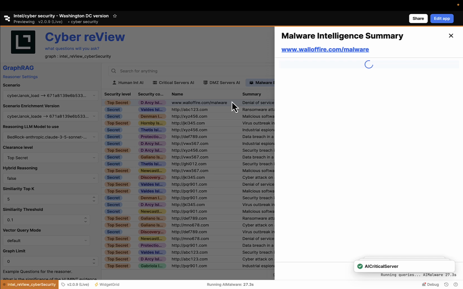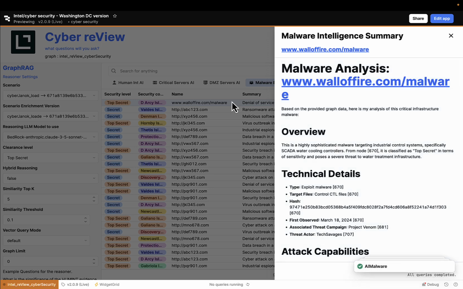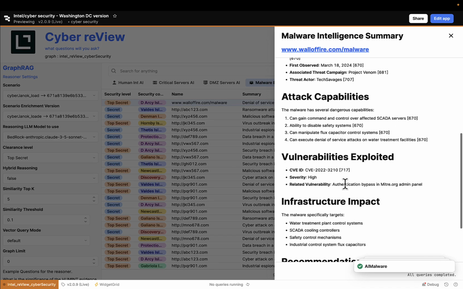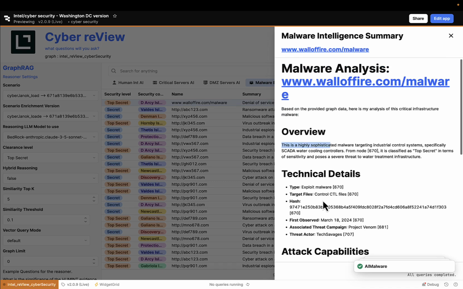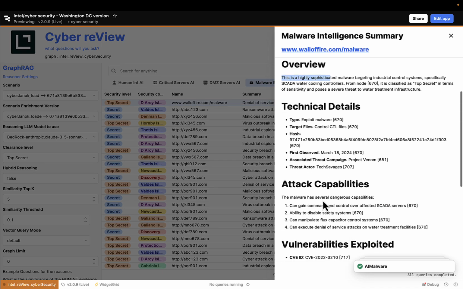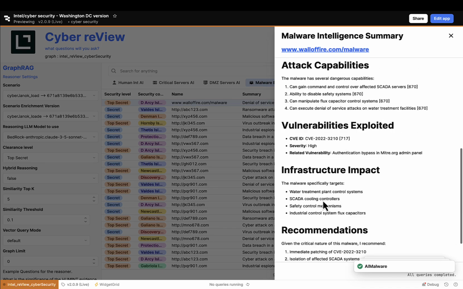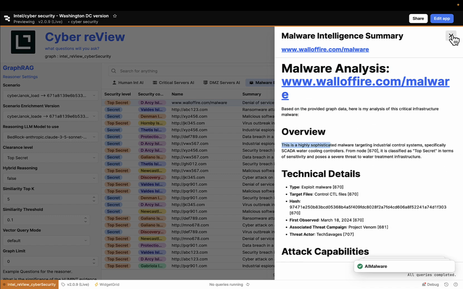So wait a few more seconds here. On this one, we'll return with an answer. Here we go. Highly sophisticated malware, SCADA water cooling systems, technical details, attack capabilities, vulnerabilities, infrastructure recommendations. So it really looks at that piece of malware and tries to figure out what potential things are interesting in that piece of malware. So we'll close that.